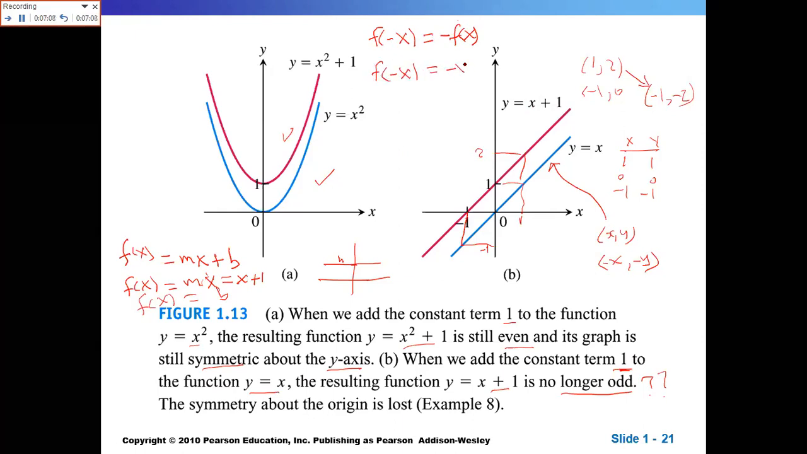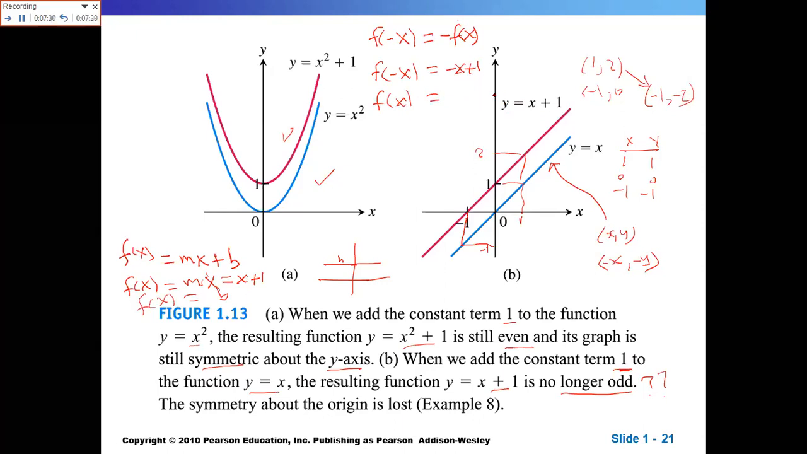Will give me negative x plus 1, correct? I'm just going to replace. So x here is negative, so f of negative x is equal to negative x plus 1, correct? Correct. Yes. Okay, let's take f of x.